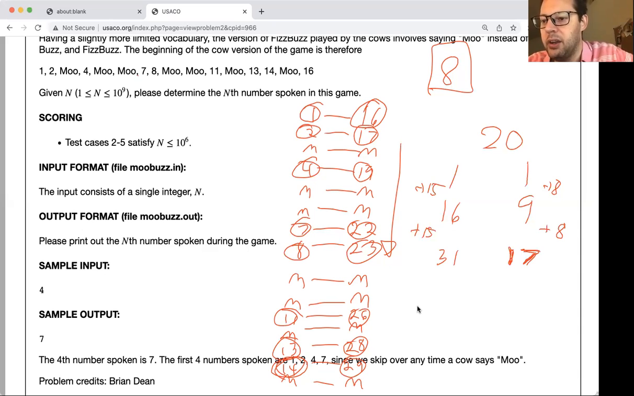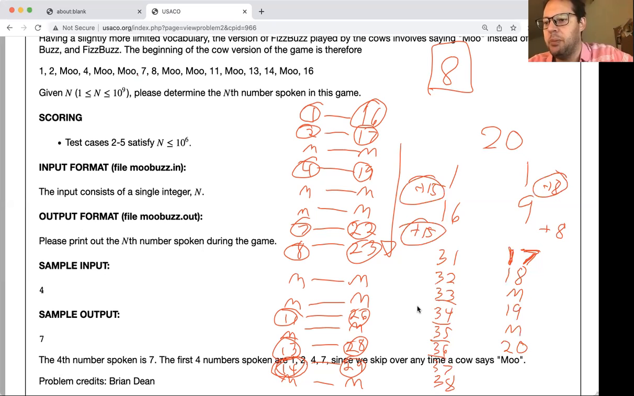And from here, I can just simulate 32, 33, 34, 35, 36, 37, 38. Let's count this up. Okay, so 31 is the 17th number. 32 is going to be the 18th number. 33 is divisible by 3, so that's a moo. 34 is going to be the 19th number. 35 is divisible by 5, so that's a moo. 36 then would be the 20th number. So that's one strategy you can use, adding 15s and adding 8s.